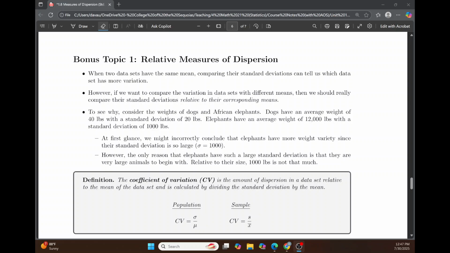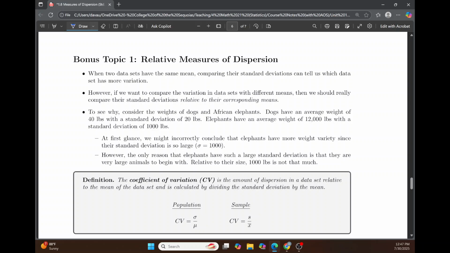But a question naturally arises if you want to compare the variation in data sets that have different means, especially if the means are vastly different. In that case, it really wouldn't be best to compare their standard deviations. What we should actually do is compare their standard deviations relative to their corresponding means. To see why, I think this example is really helpful.